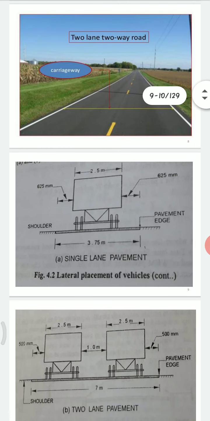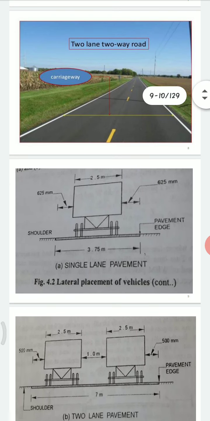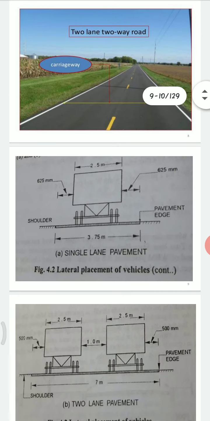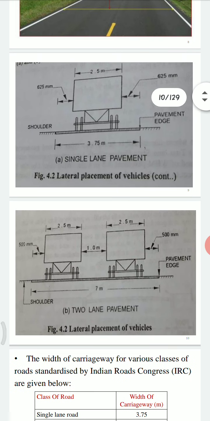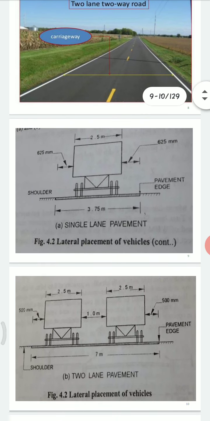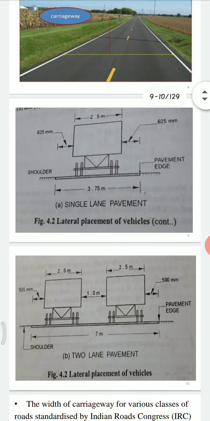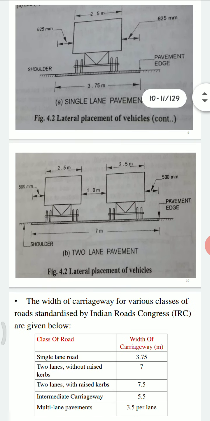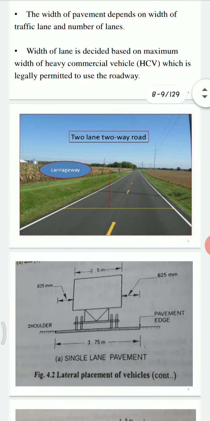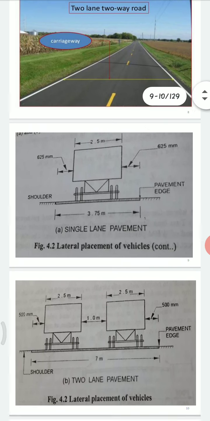See, here there are two diagrams again. Width of the pavement regarding lateral placement of vehicles: two-lane road, single-lane pavement, two-lane pavement. These are example images for the width of the pavement.